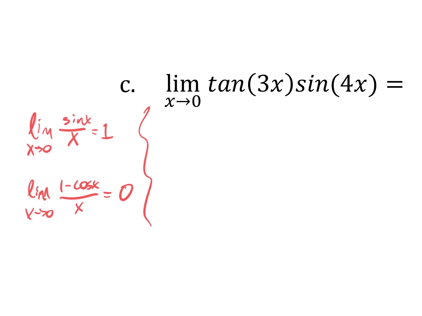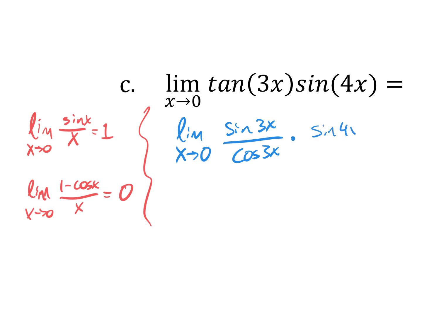So with that in mind, we're looking for those couple things, one of those to show up. So we're going to manipulate this expression algebraically. So we have tangent, that's sine of 3x over cosine of 3x times the sine of 4x. Well, it doesn't quite look like those. Now the key here is that these match, this x and this x. Okay, they match. Notice this 1 minus cosine isn't going to show up. That's fine.